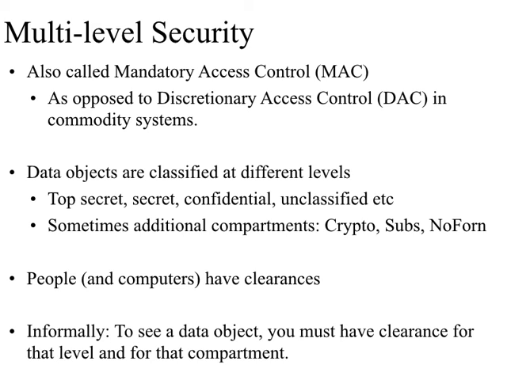Besides that, people who have access to these data objects have certain clearances to access them. In order to access top secret documents, you need a top secret clearance. In order to access secret documents, you need to have secret clearance. So a person with top secret clearance may be able to access all documents, whereas a person with secret clearance can only access secret documents and lower level classified documents. Informally, to see a data object, you must have a clearance for that level or for that compartment.